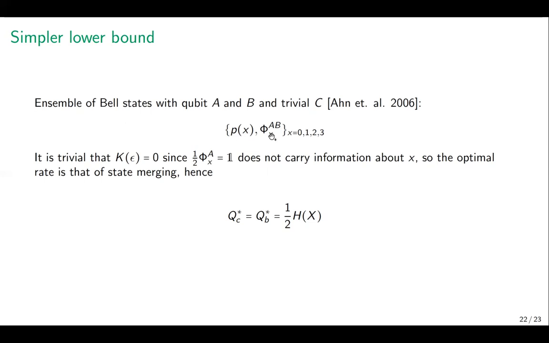Then we can easily show that this function K of epsilon is equal to 0, because essentially it is the mutual information between system X and W, and since system A doesn't depend on X, we can show that system W, which is obtained by processing system A, doesn't depend on X either. So in this specific case, we can show that the optimal compression rate, considering per copy fidelity and block fidelity, is equal to 1/2 of the Shannon entropy of the classical register X.